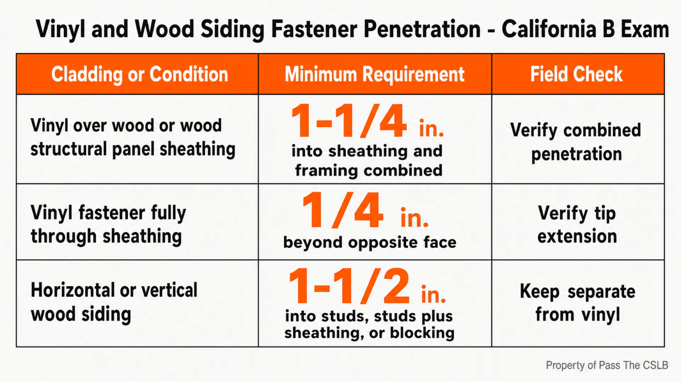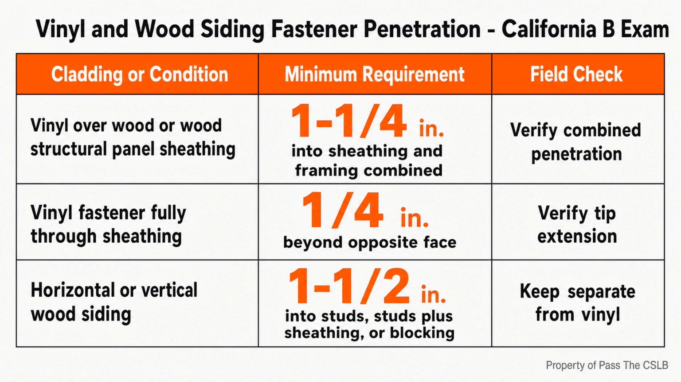For vertical or horizontal wood siding, fasteners must penetrate at least 1 1/2 inches into studs and wood sheathing combined, or into blocking. That is deeper than the minimum stated for vinyl siding, so I keep the two materials separate in my memory. There are 2 checks here. First, is the fastener long enough and placed so the required penetration is achieved? Second, is the siding face being held in the manner required by that product? Those checks are related, but they are not identical.